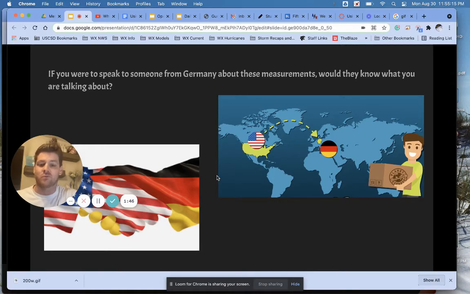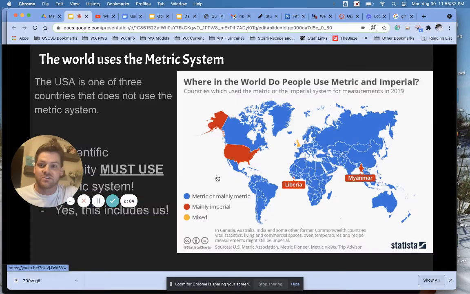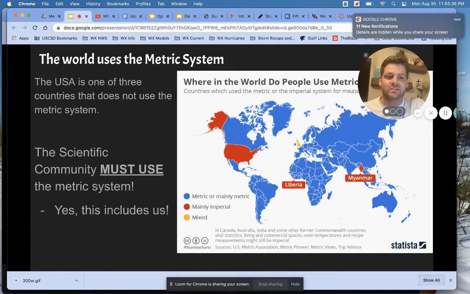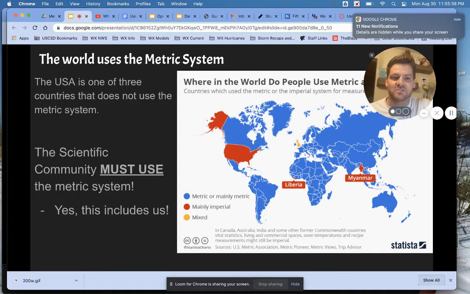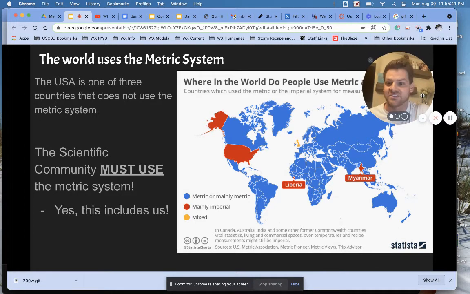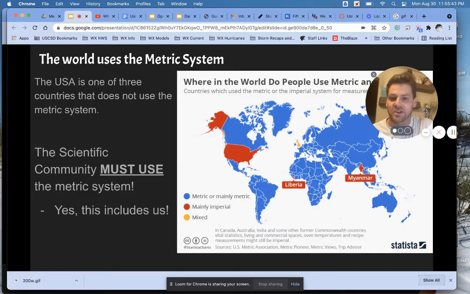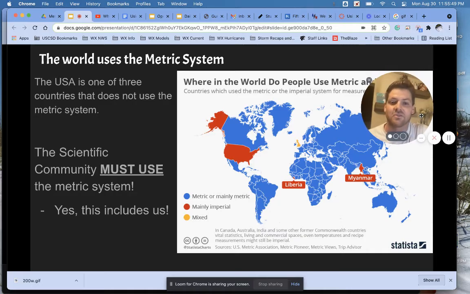Now, if you were to make a phone call and you were all of a sudden call a scientist over in Germany, who the United States has a great science working relationship with German scientists, but if you were to call them and present these measurements, would they know what you were talking about? And I think as you sit there, you're going to realize that the answer to that question is no. And one of the reasons why it is no is because the United States does not use the metric system and the rest of the world does. The United States is one of three countries. There's only three countries in the world that do not use the metric system.